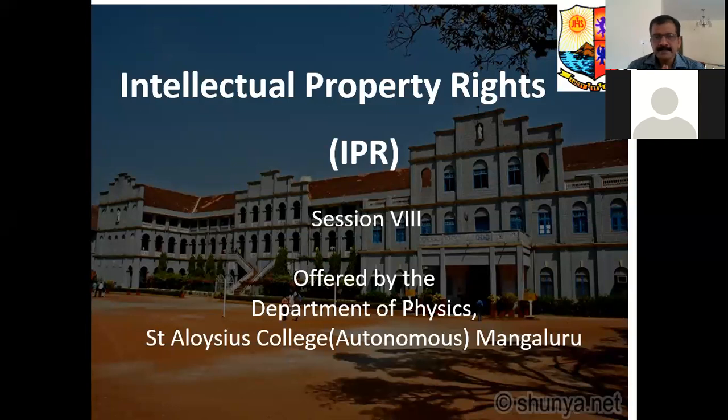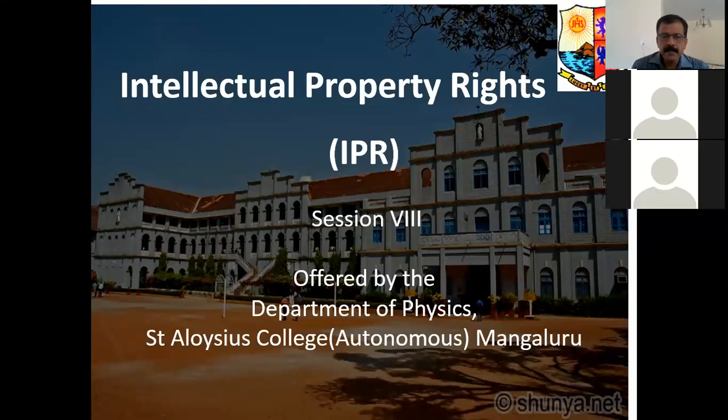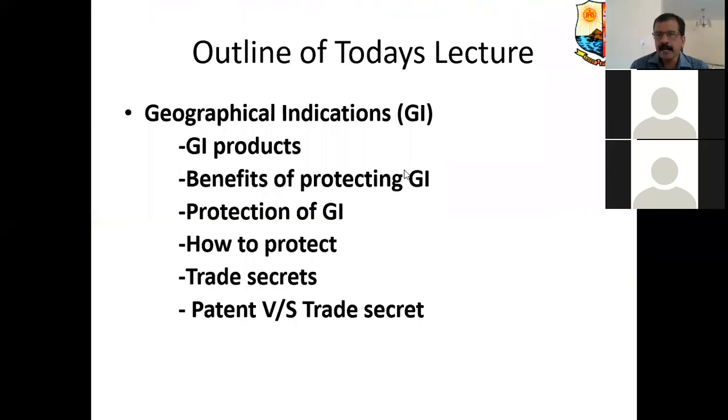In yesterday's class, we have seen industrial design and various aspects: the importance of that, why we need to protect them, and how it benefits the economic conditions of the state. In today's class, we will be interested mainly in geographical indicators.